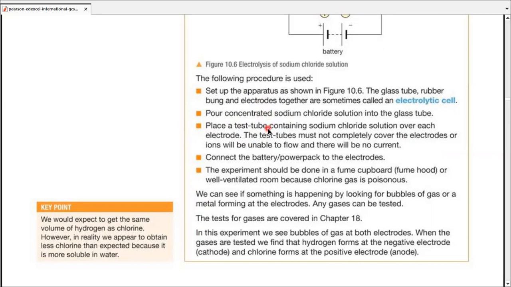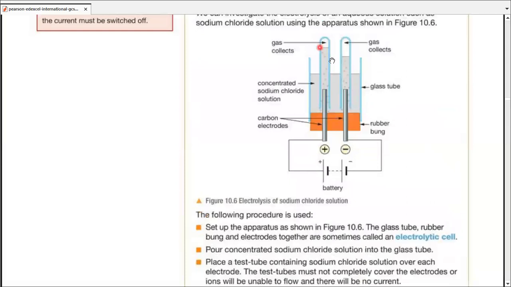All right, how it's going to affect the outcome, I'll explain a little later as soon as we're done with the process. So let's move on to the next step. Place a test tube containing sodium chloride solution over each electrode. The test tubes must not completely cover the electrodes or the ions will be unable to flow and there would be no current. So you'd notice there is, of course, some space over here, here, or here, right?